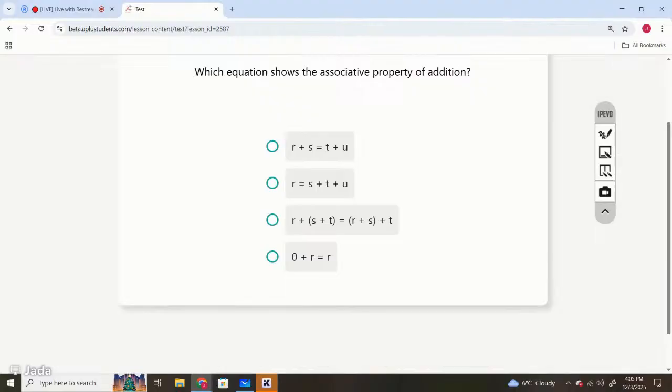Which equation shows the associative property of addition? So which one shows the associative property of addition? So associative property always involves three numbers, just the grouping of the addends is different. So option number 3 is the correct option. R plus S plus T, R plus S plus T.